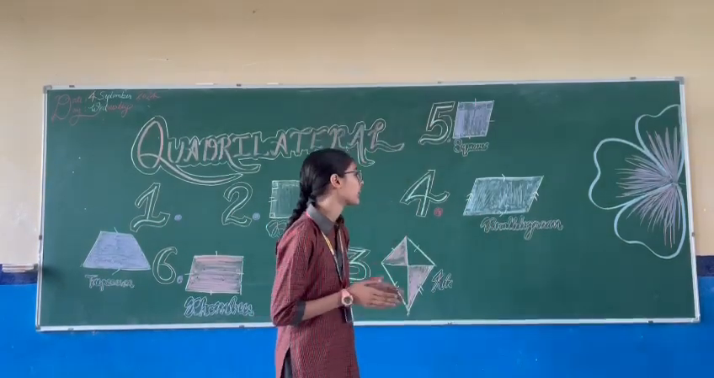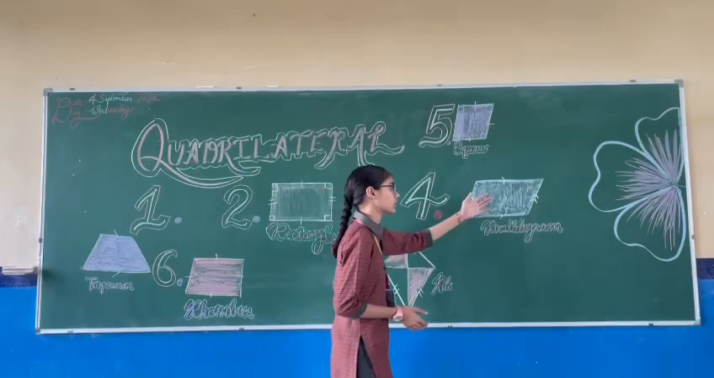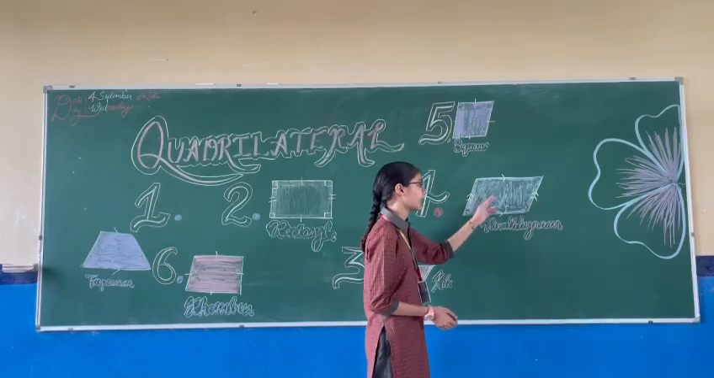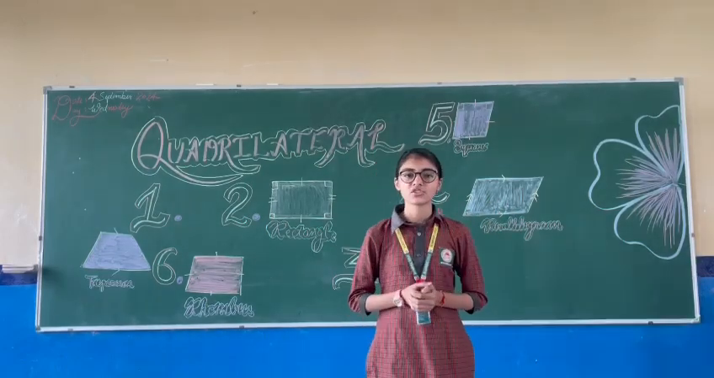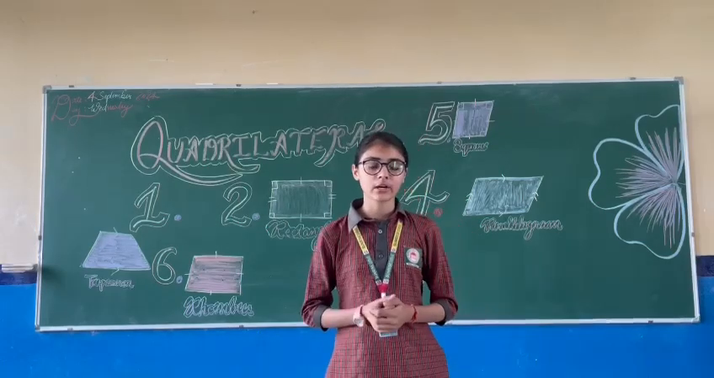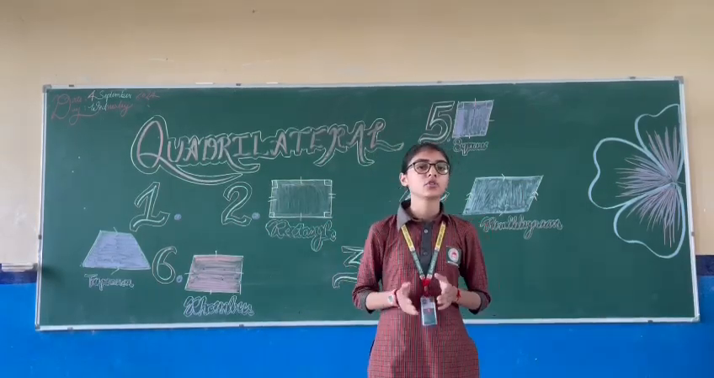In a parallelogram, opposite angles are also equal, and the opposite sides are parallel as well as equal. The diagonals of a parallelogram bisect each other. Diagonals of a parallelogram divide it into two congruent triangles. Now, I would like to tell you about the square.